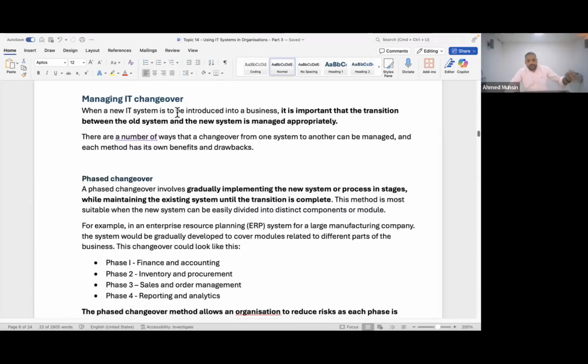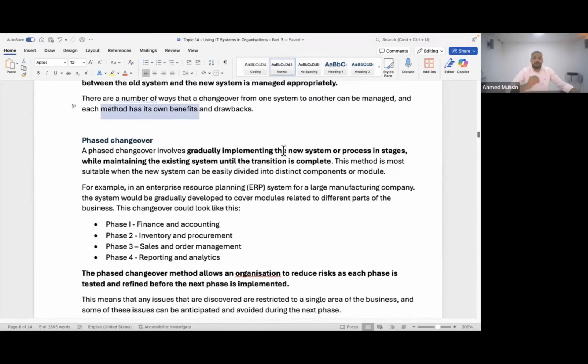When a new IT system is to be introduced into a business, it is important that the transition from the old system to the new system is managed appropriately, is done properly. There are a number of ways that a changeover, now you know what a changeover is, right? Changeover is from old system, you're going to a new system. And so there are a number of ways. I'm going to teach you all 5 different ways. Each method has its own benefits and drawbacks.